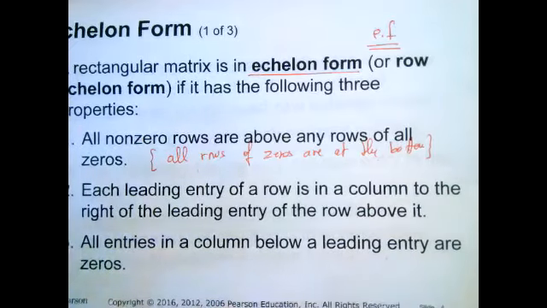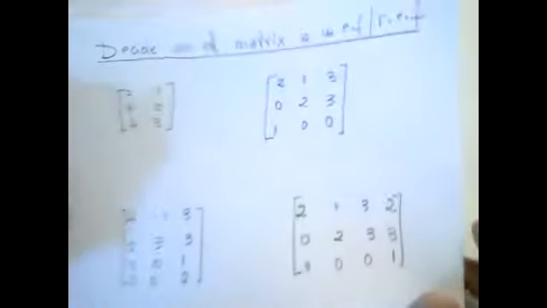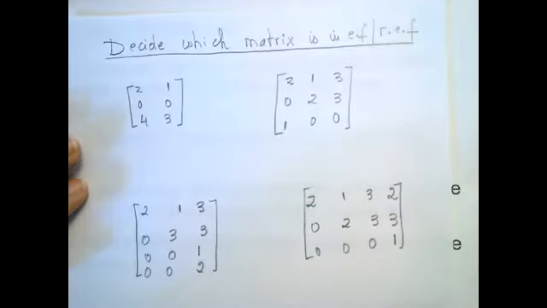So a matrix is in echelon form if it satisfies all the 3 properties. So let us understand them. Now I'm going to take matrices, and my question is, which one is in echelon form?